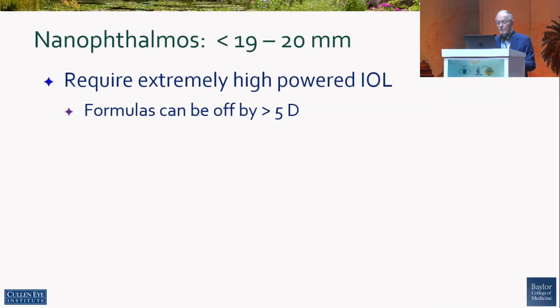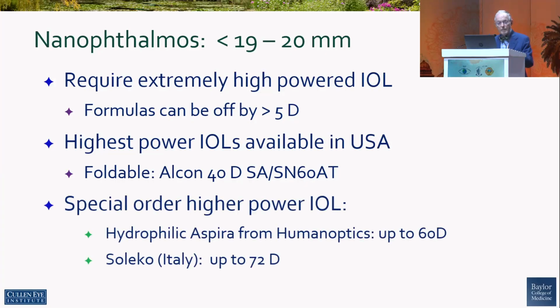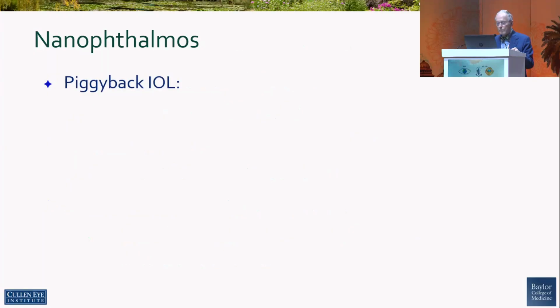In nanophthalmos it is even more challenging. The formulas can have errors by 5 diopters or more, and we have a challenge because in the US, the highest power IOL we have is 40. You folks from India and internationally can get other special lenses. One was from Human Optics, and a company from Italy, Soleco, up to 72 diopters. But remember, these eyes can be really inaccurate.